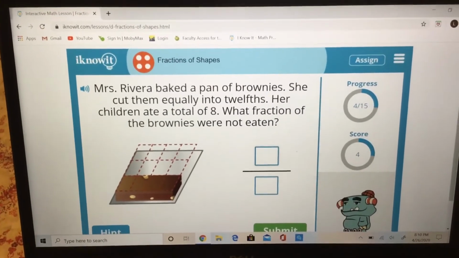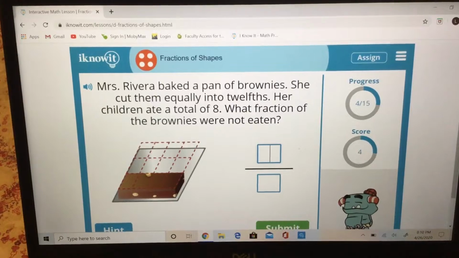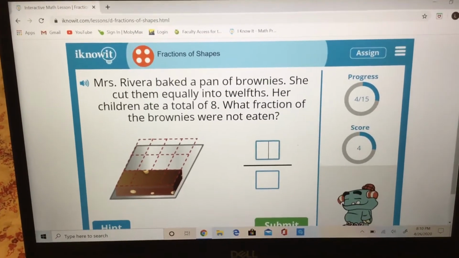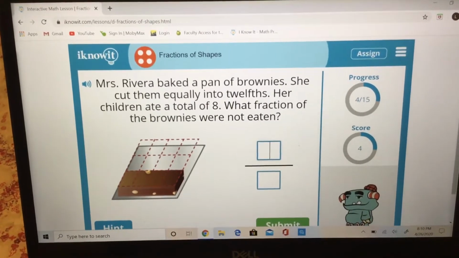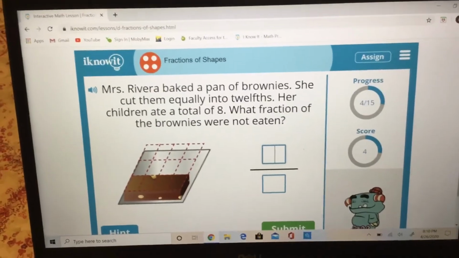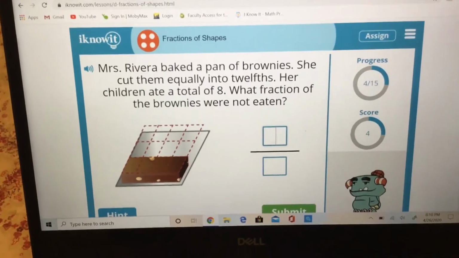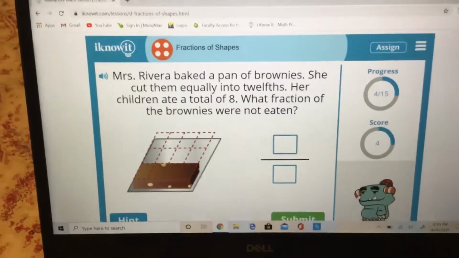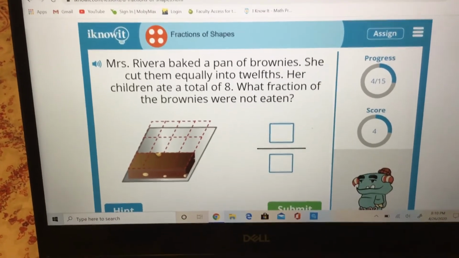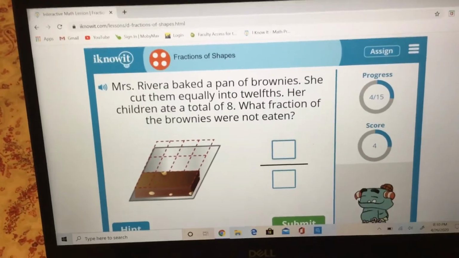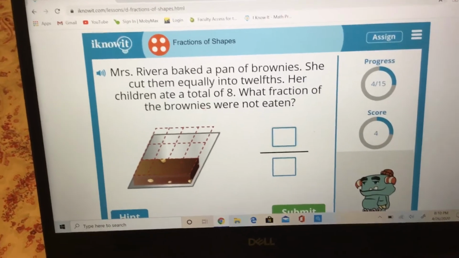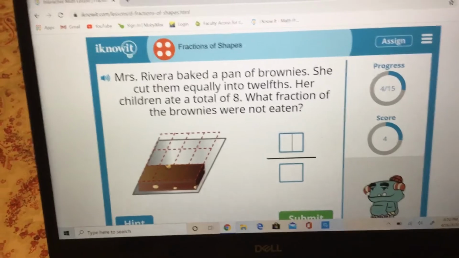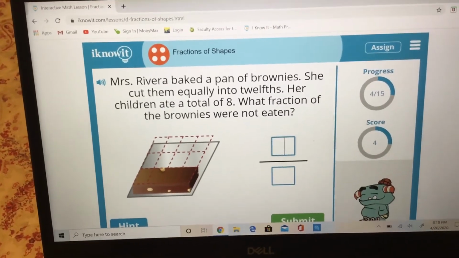Mrs. Rivera baked a pan of brownies. She cut them equally into 12ths. Her children ate a total of 8. What fraction of the brownies were not eaten? This is a great question because they're actually trying to trick us. If we didn't think for a moment, we'd be like 8/12. But that's not what they're asking us. What fraction of the brownies were not eaten?